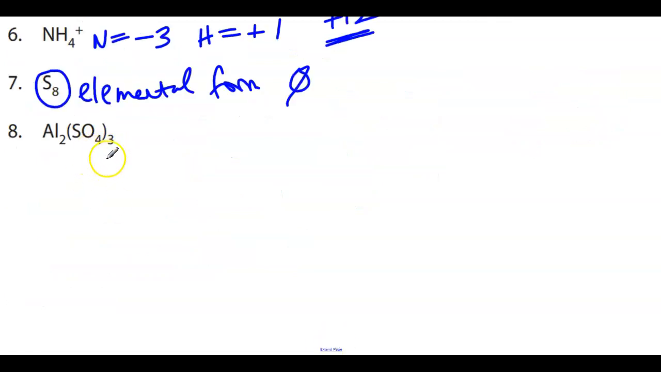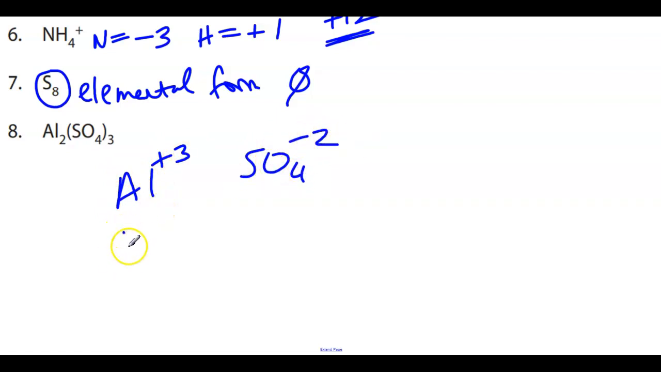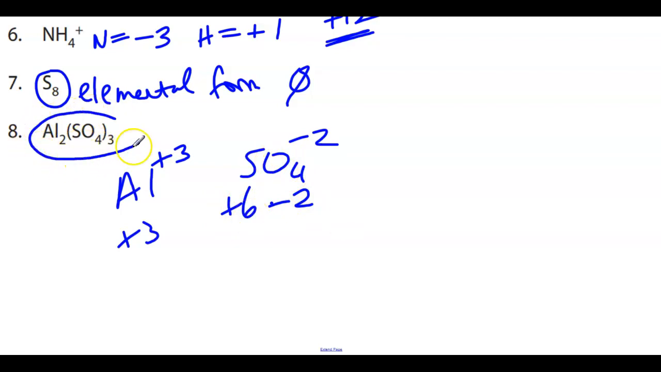Aluminum sulfate. Again, you can break this up into the individual ions if you wish. We know aluminum is +3, oxygen is -2, and sulfur in this case would have to be +6, so all of this altogether adds up to 0. Like I said, I just find it easier to look at the individual polyatomics when doing this.